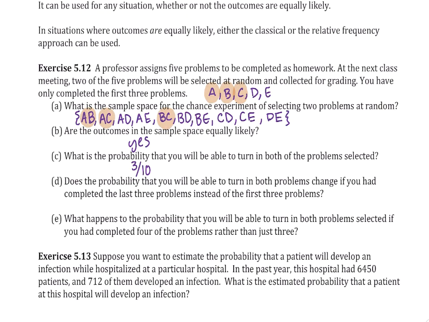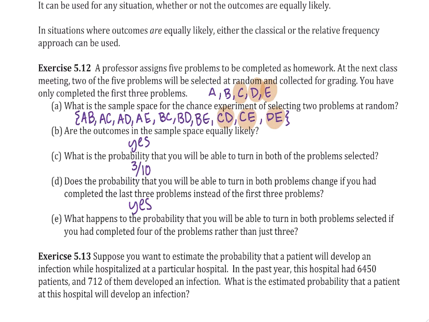Now, will the probability change if you had completed the last 3 problems instead of the first 3 problems? Well, let's take a look. And while I'm erasing, what do you think? Do you think it matters which 3 it is? So here we look at C, D, and E. Which pairs only have C, D, and E in them? And it's just those 3 at the end. So it's the same exact probability. And the reason that's the case is it's just labels, and it didn't matter which ones were out of there. It just mattered that you had done 3 of them.